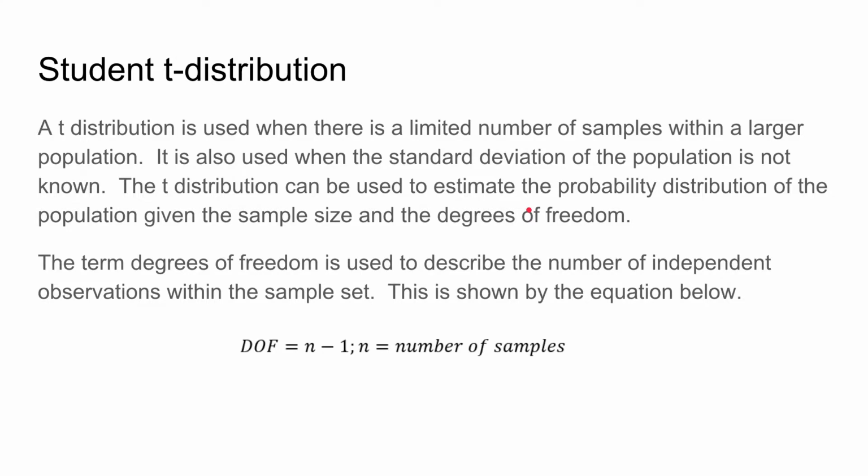The T distribution is used when there is a limited number of samples within a larger population. It is also used when the standard deviation of the population is not known. So the T distribution can be used to estimate the probability distribution of the population given the sample size and the degrees of freedom. The term degrees of freedom, as we previously discussed, is the number of independent observations within the sample set, and is typically shown by the equation below, where degrees of freedom is equal to the number of samples minus 1.